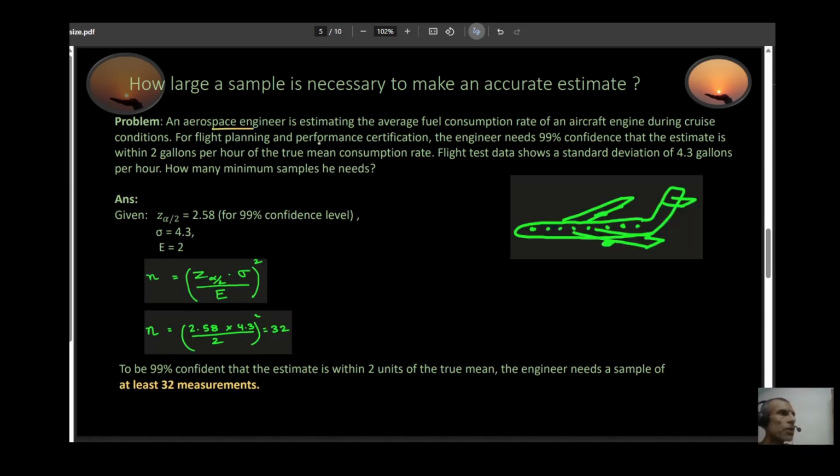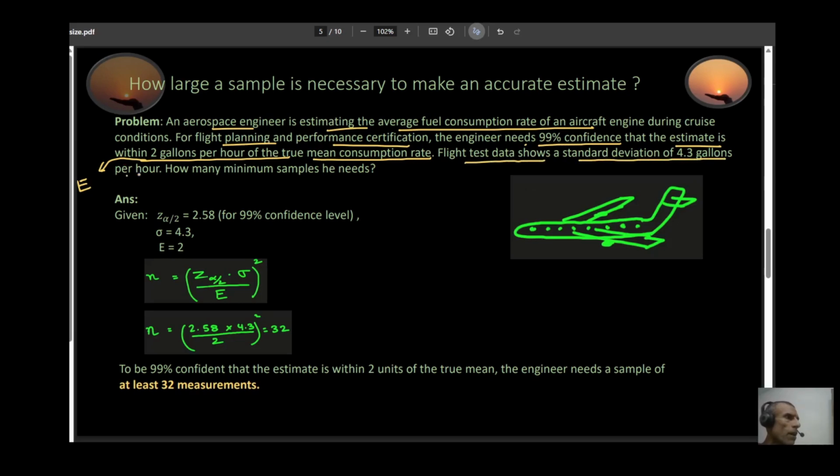An aerospace engineer is estimating the average fuel consumption rate of an aircraft engine during cruise conditions. For flight planning and performance certification, he needs 99% confidence that the estimate is within 2 gallons per hour of the true mean consumption rate. This right here, that's my margin of error, 2. Flight test data shows a standard deviation of 4.3 gallons per hour. This right here is my population standard deviation. How many minimum samples does he need? In other words, you have to determine N.